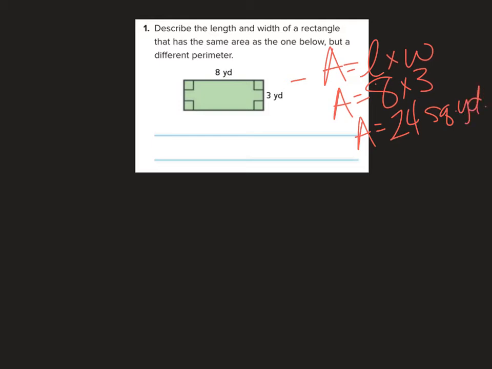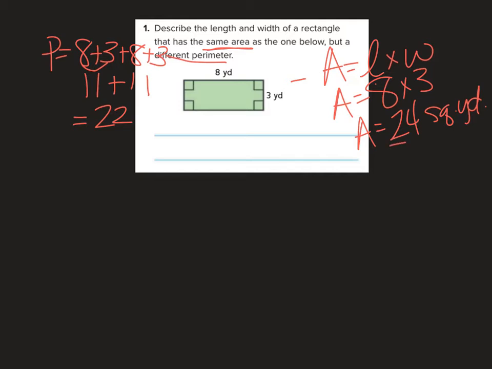Okay, 24 square yards. So let's find one that has the same area but a different perimeter, so we better find the perimeter too. The perimeter for shape 1 equals 8 plus 3 plus 8 plus 3. 8 and 3 makes 11, so our perimeter is going to equal 22. Okay, so same area, different perimeter.